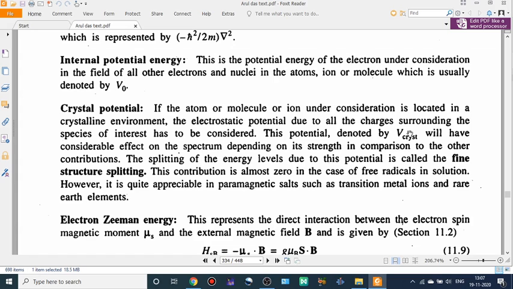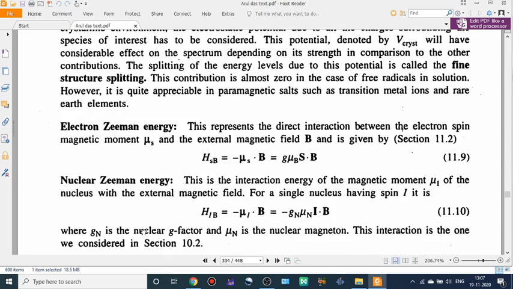Okay, if the energy level splits due to this crystalline potential, that splitting is known as fine structure splitting. In the case of free radicals in solutions, this contribution is almost zero. And the next energy is electron Zeeman energy, that is, the interaction between the electron spin magnetic moment mu s and the external magnetic field. Interaction between mu s and B.